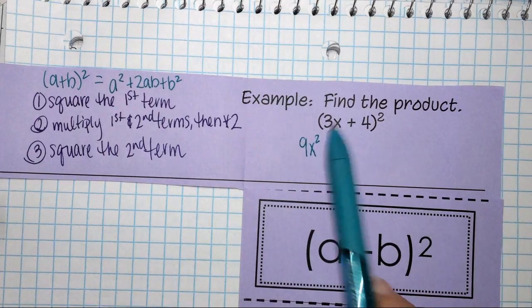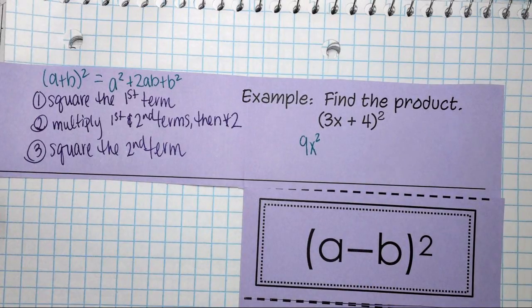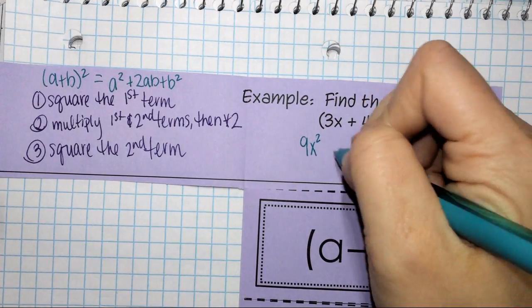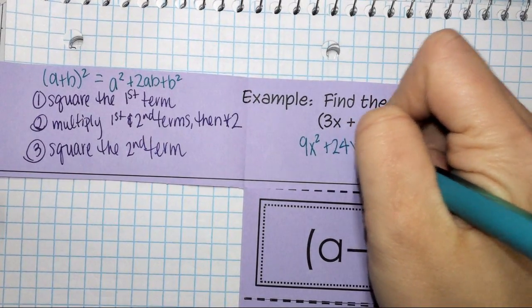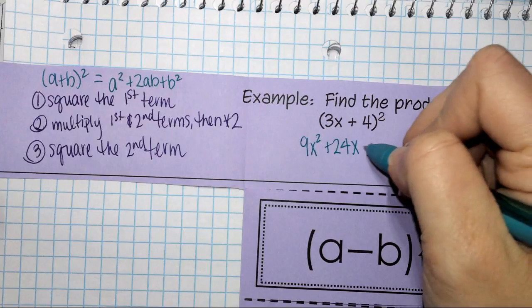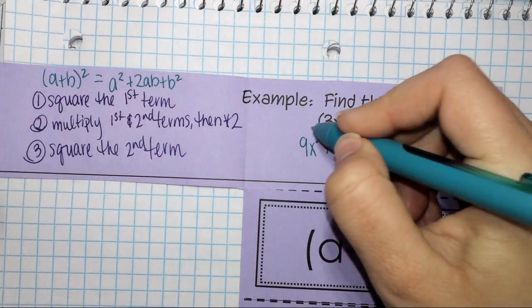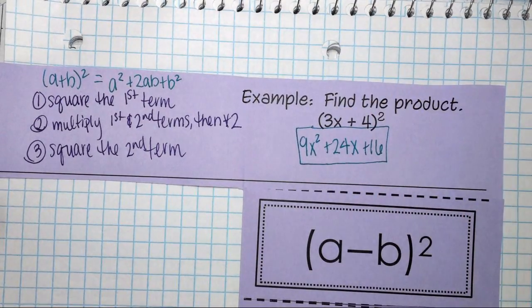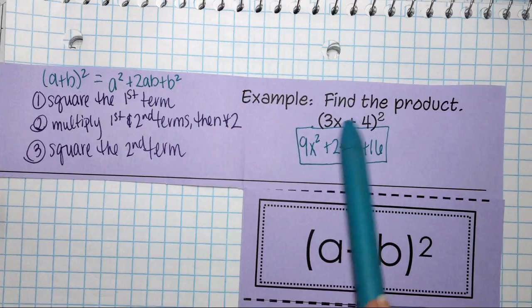Alright, then we're going to multiply 3x times 4, and then you multiply it by 2, and you get 24x. And what's the last step? And what's 4 squared? Ta-da! You're done. And you can only do this when it looks like this.